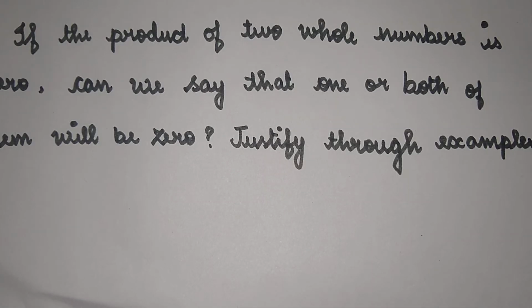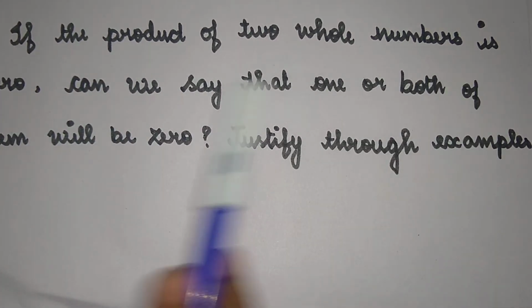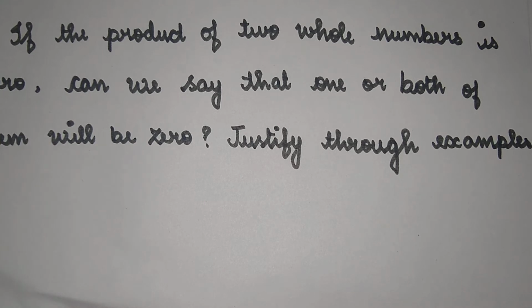Okay, what is given in this sum? The given is a statement. What is that? If the product of two whole numbers is 0. Okay, this is a statement. We have to justify the statement through examples. Let's see the answer. So, we will make some cases in order to make justification. Let me take the first case.